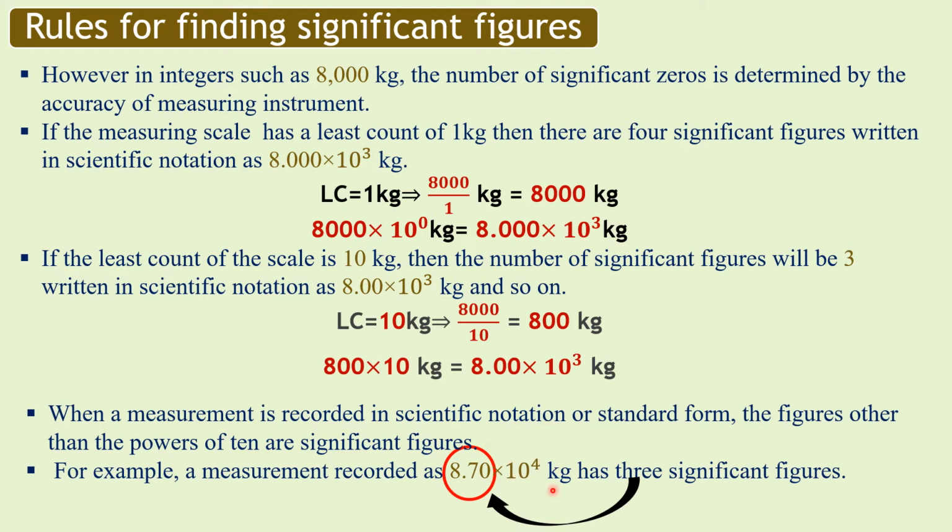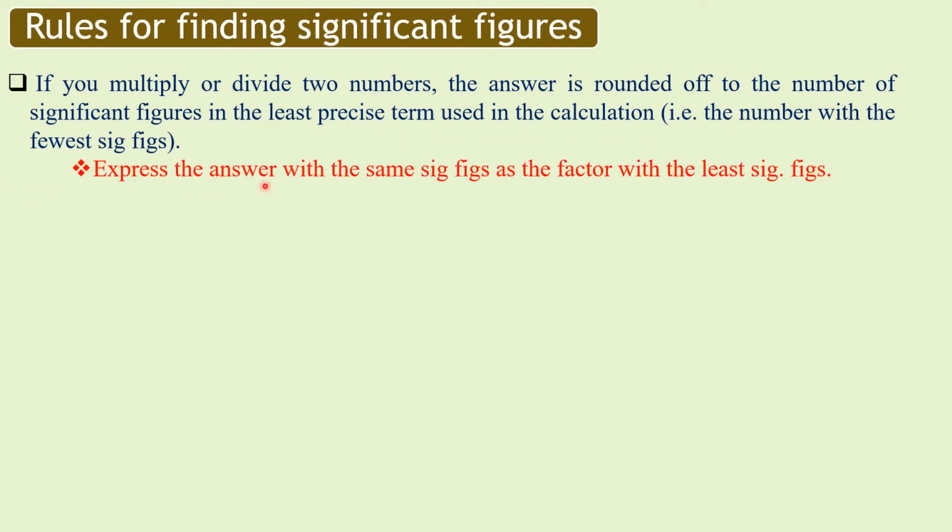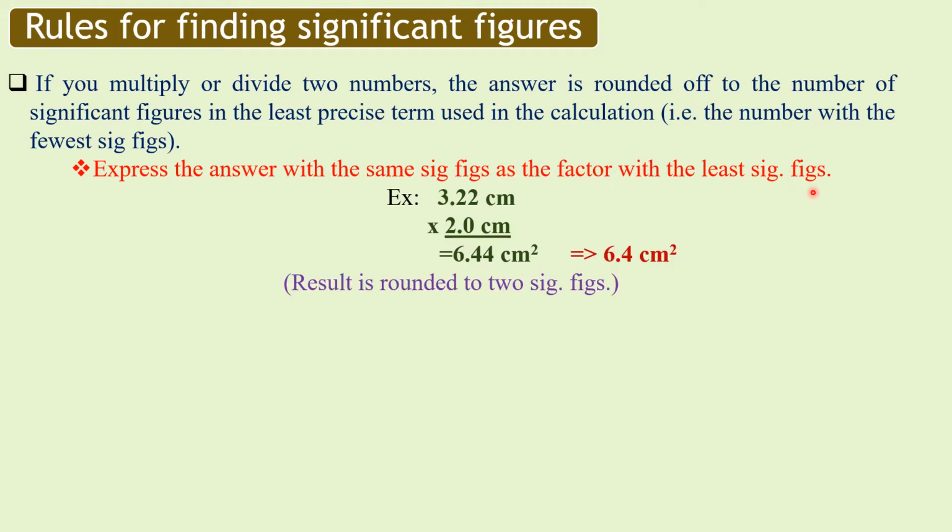If you multiply or divide two numbers, the answer is rounded off to the number of significant figures in the least precise term used in the calculation. Express the answer with the same significant figures as the factor with the least significant figures. For example, here 3.22 centimeter is multiplied by 2.0 centimeter. We get 6.44 centimeter square.